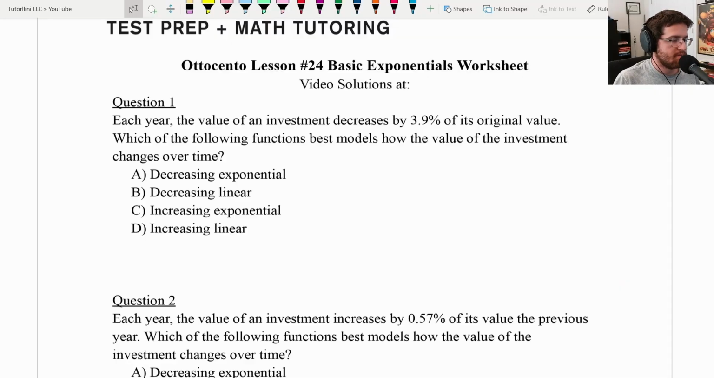Okay, question 1. So this one says that it decreases. Okay, so right away I'm going to cross off the ones that say increasing. That can't possibly be right. And then it says by 3.9% of its original value. We talked about that in the lecture, that the original value is constant. So 3.9% of its original value is also constant, but will go down by a constant amount each year, meaning the relationship is decreasing linear.